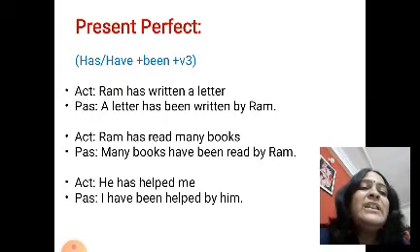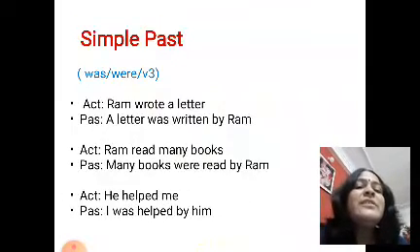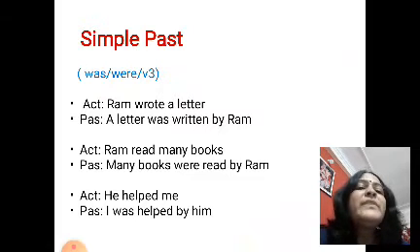I, you, we, they, then you have to use have. Then next, simple past. Simple past means you have to use subject plus was/were plus V3. Ram wrote a letter. So it is specified that it is in the past tense with this word wrote. Wrote is the second form, and then you have to write the third form also. Subject plus was/were plus V3.